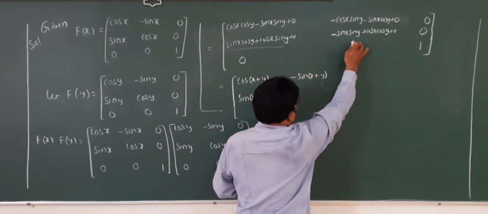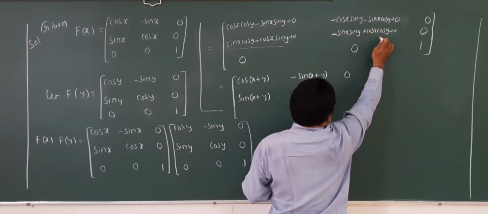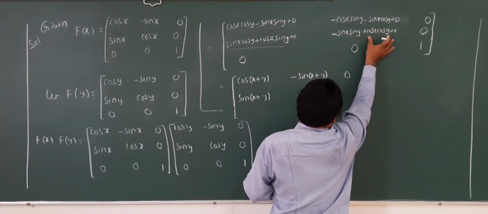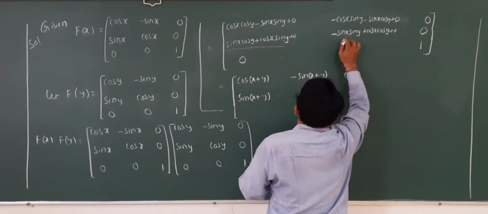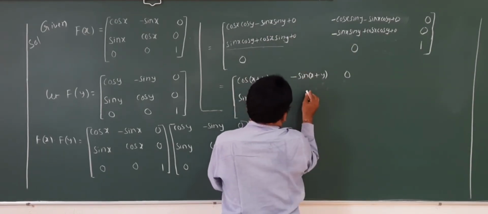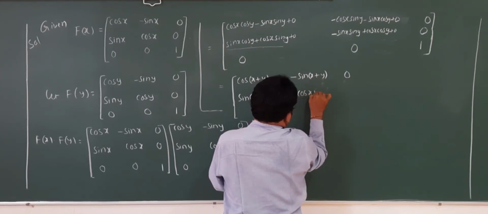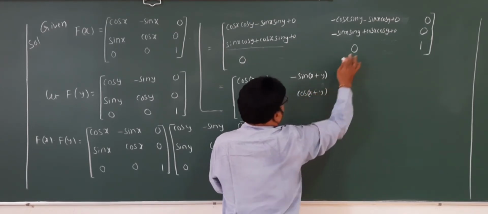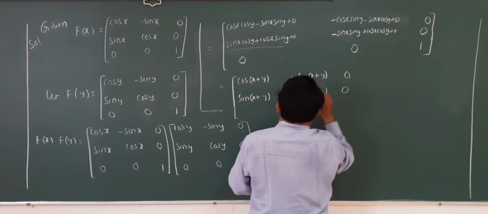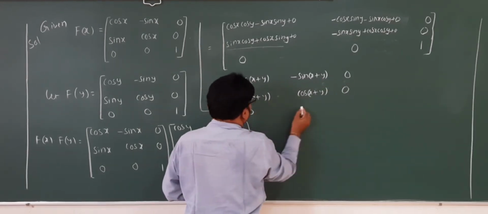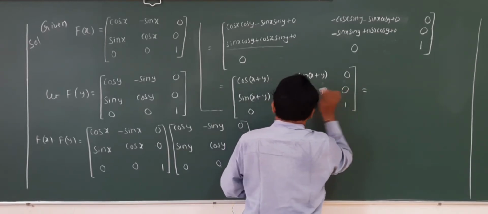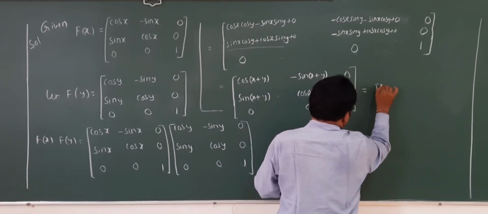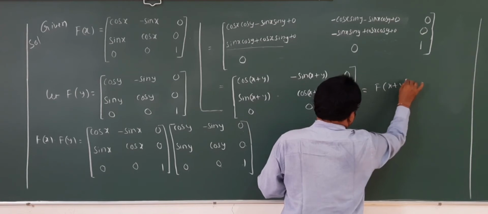Next, here minus sin x sin y plus cos x cos y. That means you can understand this as cos x cos y minus sin x sin y. So the value is equal to cos of x plus y, plus 0. The next values are 0, and this value is 1. So this matrix is f of x plus y.